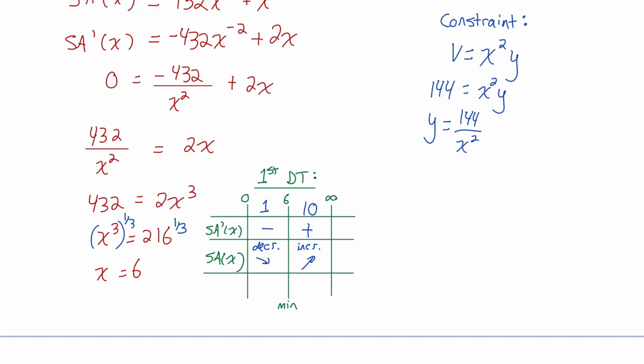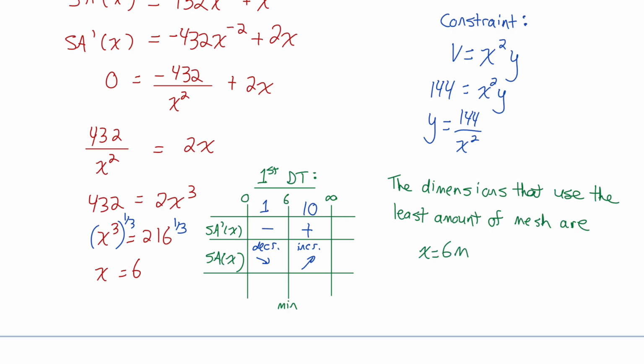The dimensions that use the least amount of mesh are x equal to 6 and y equal to, well, to calculate y, I can use this relationship between x and y that we have in the constraint. If I sub 6 in for x into this equation, 144 over 6 squared, so 144 over 36 is 4.